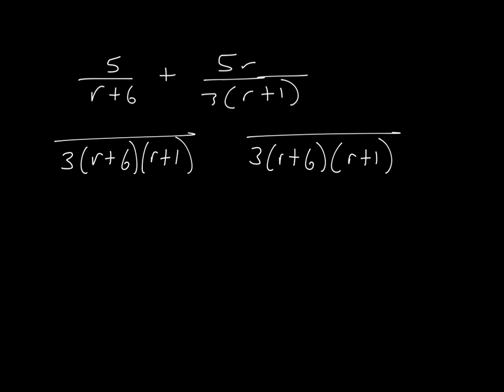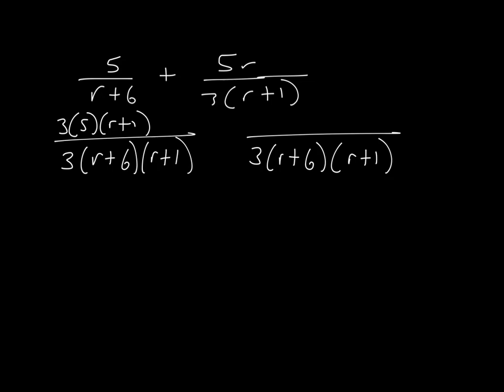The first fraction is missing the 3 and the r plus 1. So it's going to be 3 times the 5 that was already there times r plus 1. This is all multiplication, so the order in which I'm writing these doesn't matter. It was 5 because it was already there. And then it was a 3 because this didn't have a 3, but I have it down there in the denominator. And it was an r plus 1 because I didn't have the r plus 1 here, but I need it as a common denominator.